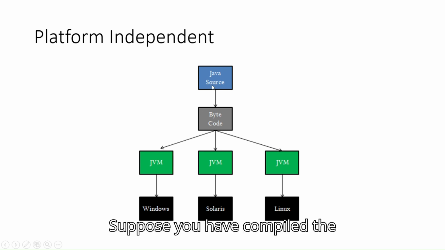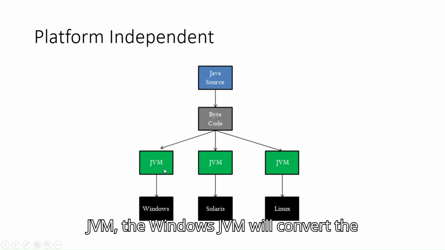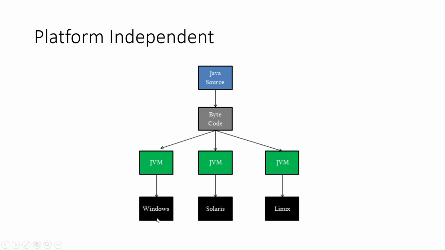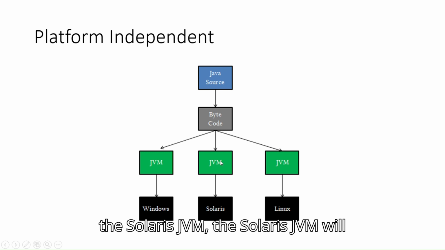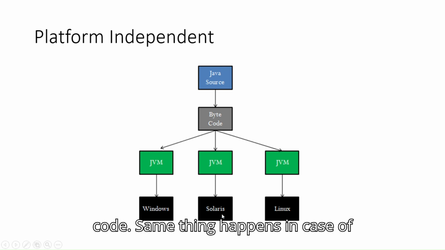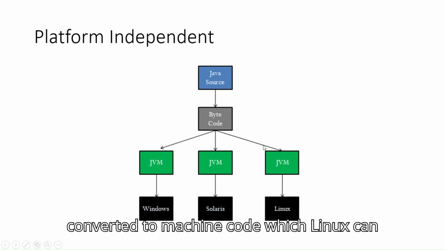Suppose you have compiled the Java, you get a bytecode. Once you give this bytecode to the Windows JVM, the Windows JVM will convert the bytecode to Windows machine code. Similarly, if you give the bytecode to the Solaris JVM, the Solaris JVM will convert the bytecode to Solaris machine code. Same thing happens in the case of the Linux JVM also. The bytecode will be converted to machine code which Linux can understand.